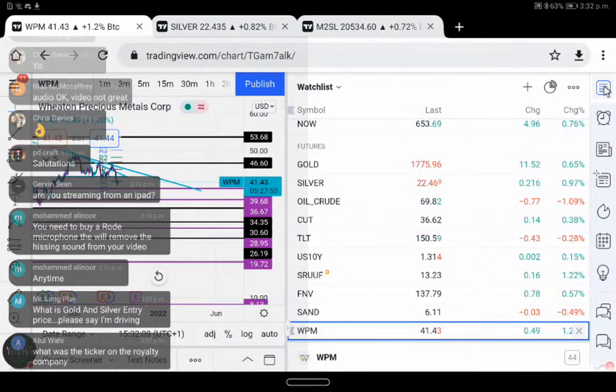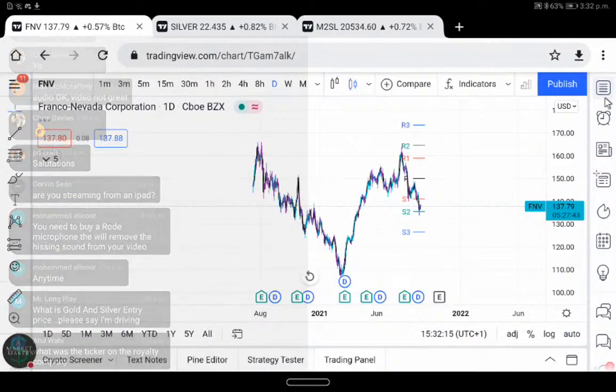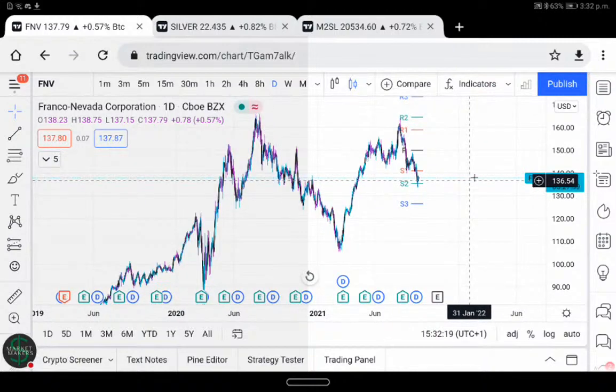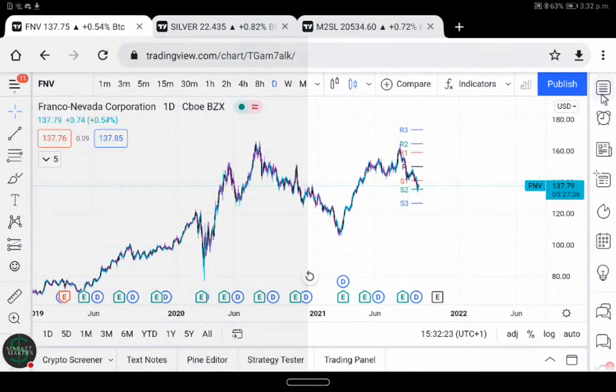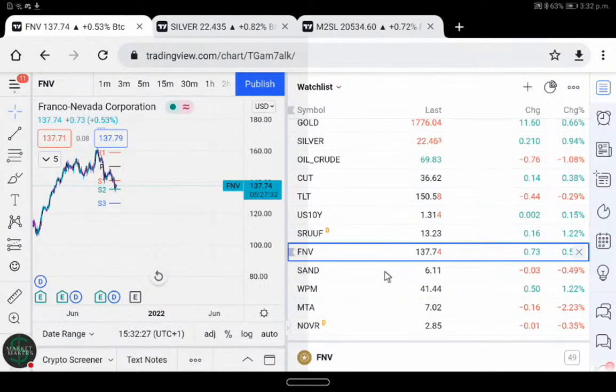What was the ticker on the royalty company? Okay, well there's multiple royalty companies. There's Franco-Nevada, which is FNV. It's one of the largest royalty companies, absolutely massive. And Sandstorm, which is SAND, that's the ticker. Then you have Wheaton Precious Metals, which is WPM.